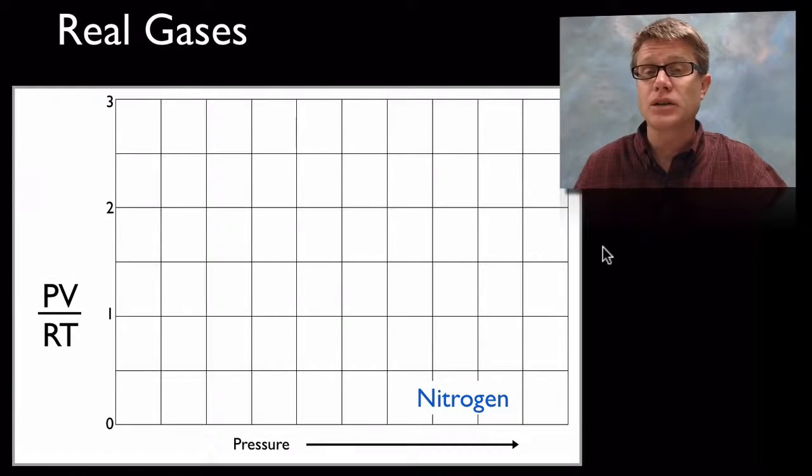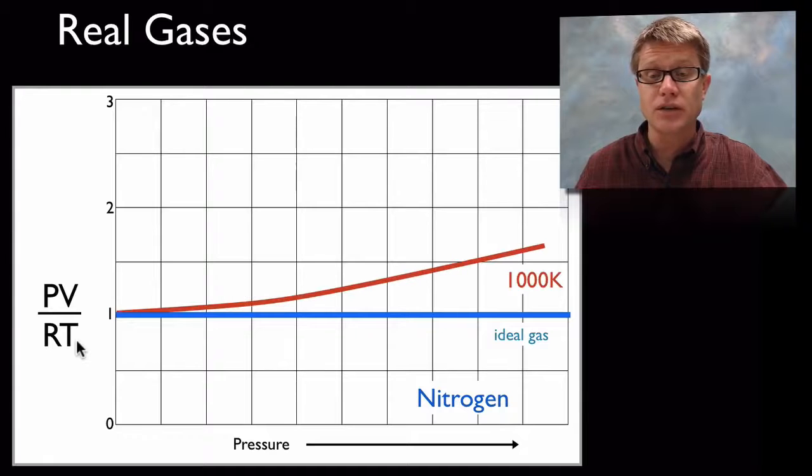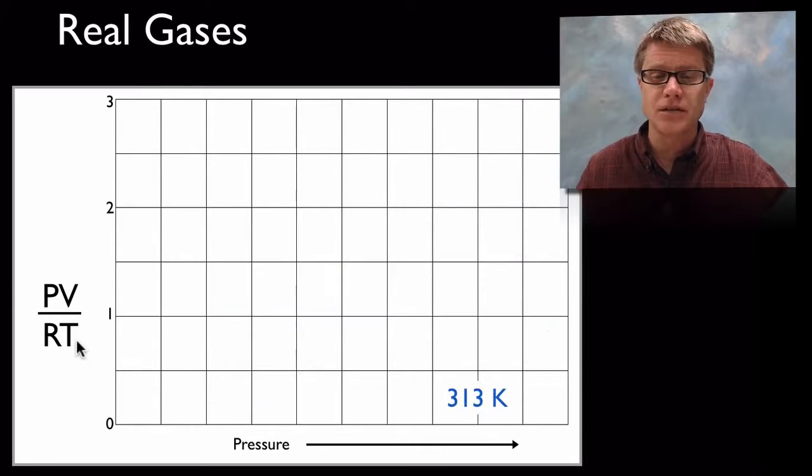So if we were actually to graph PV over RT, for an ideal gas it will always be 1. But if we were to vary the temperature for a real gas, let's try nitrogen, at 1,000 Kelvin it would look like that, 500 it would look like that, and 200 it would look like that. Now the farther you are off that blue line, the farther you are off of an ideal gas. And so you can see that as we cool nitrogen down, as we get it closer towards that condensation point, that model of an ideal gas is falling apart.